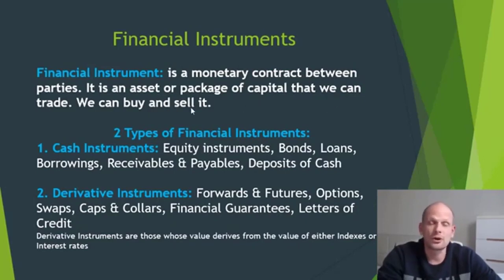Another thing you should know, guys, is that financial instruments are divided into two bigger groups, or two types: cash instruments and derivative instruments. Cash instruments are equity instruments, bonds, loans, borrowings, receivables and payables, deposits of cash. And some of you might be looking at these and asking, where are stocks? So stocks are under equity instruments.